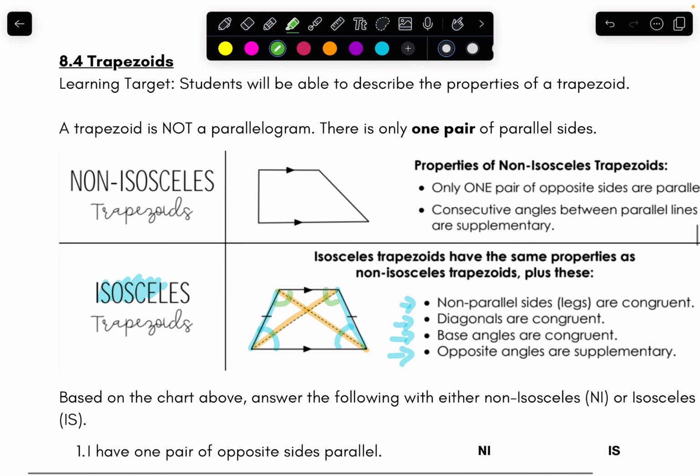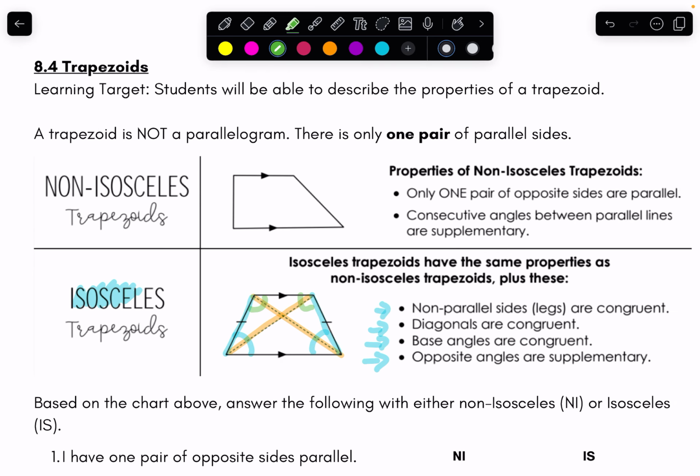This is compared to a non-isosceles trapezoid. All you really know is that there's one pair of parallel sides and that the angles right next to each other are going to be supplementary.